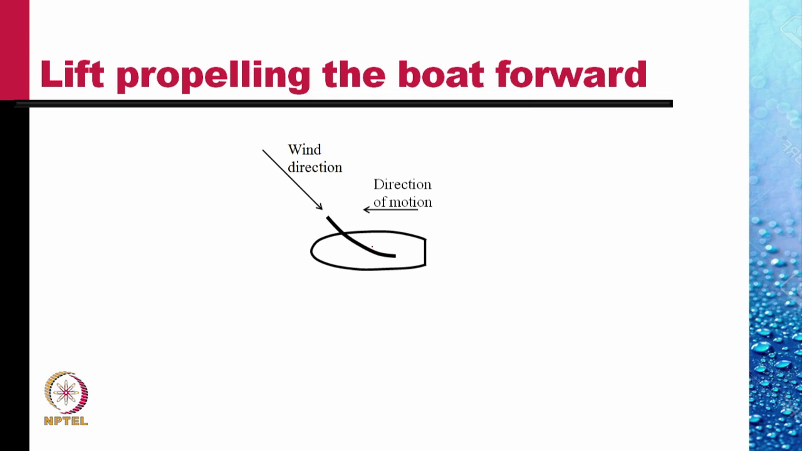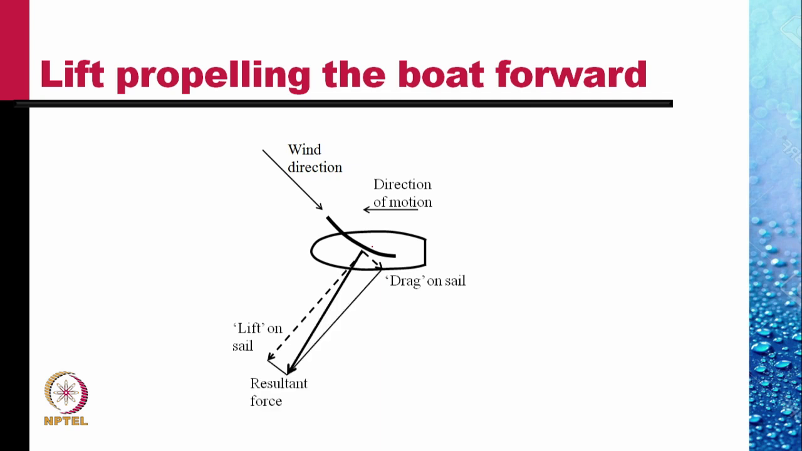The direction of wind is shown here. The sail on the boat is so arranged so that the wind comes tangentially onto the sail. Because of the wind flowing over the sail, there is a lift force on the sail. Lift force is perpendicular to the direction of the wind, and a drag force in the direction of the wind itself. The resultant of these two forces is this.